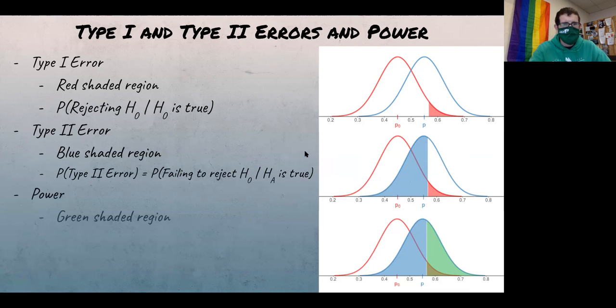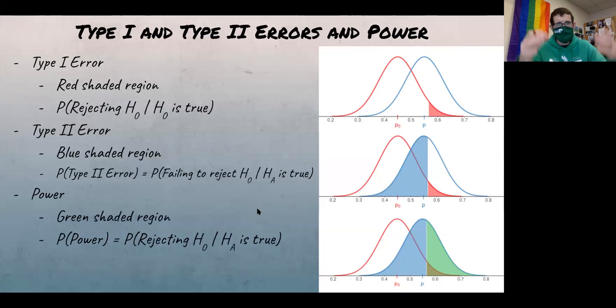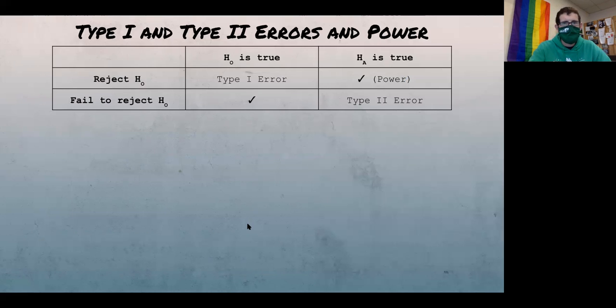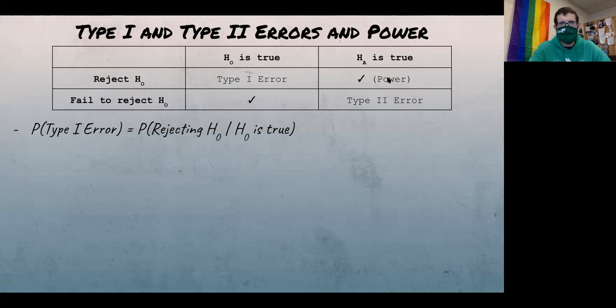The power is the green shaded region. That's the probability of rejecting the null hypothesis on the condition that the alternate hypothesis is true. This is a good outcome. It's not an error. If there is a difference between the null and the true value, we want to reject the null. And here it is. Now it's shown on this. We rejected the null. The alternate is true. That is the power of the test.